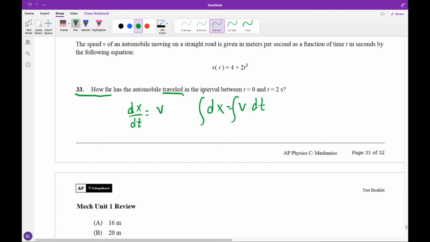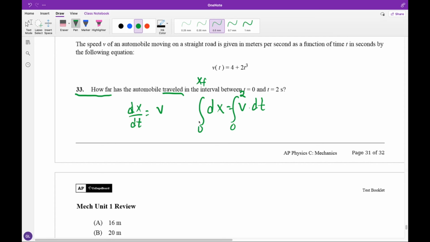dx is not really a function right now because it's just a differential change in position, a tiny change in position. We're going to add all those up from 0 to x final, and this would give us our displacement if we set the original position to be 0. The more interesting part is the right-hand side, 0 to t, or 0 to 2. So we have to be careful here. We are going from the lower bound of 0 seconds to 2 seconds.